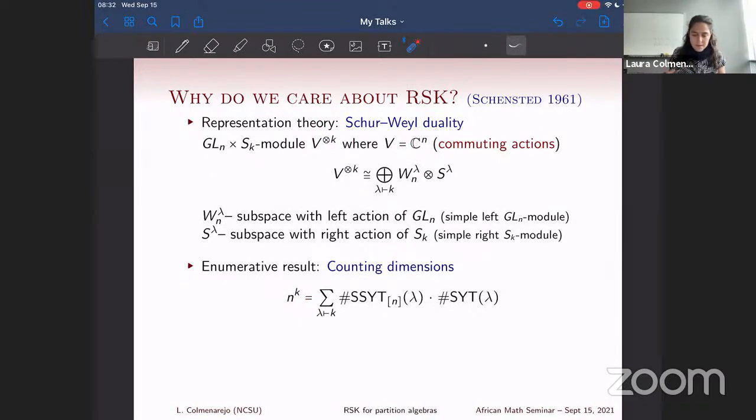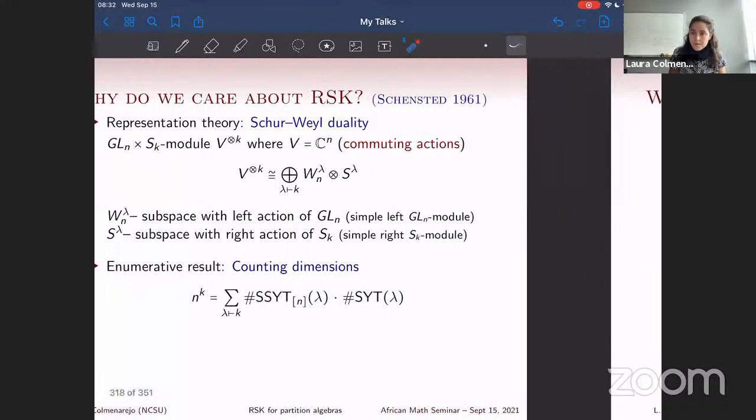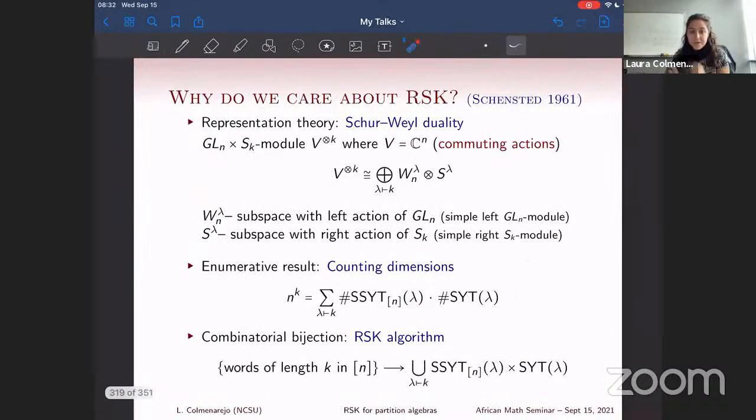And now I can tell you, as I told you in the table, that the dimension of the symmetric group irreps is the number of standard Young tableaux. And what happened with the GL_n irreps is that the dimension is the number of semi-standard Young tableaux. And now is when the RSK algorithm comes in. Because this enumerative result actually resembles this bijection. On this side, I have words of length k in n, and on this other side, I have my pairs of tableaux that I had before. So this is actually an extension result.